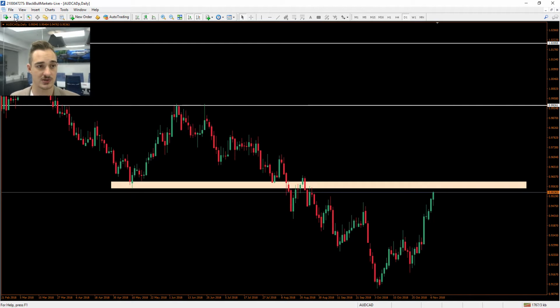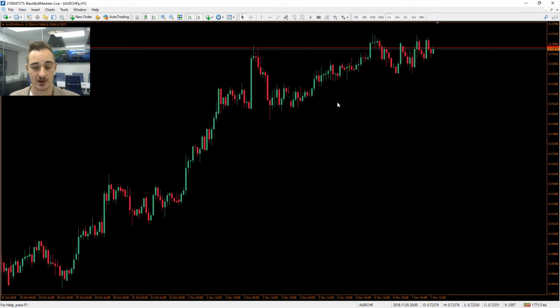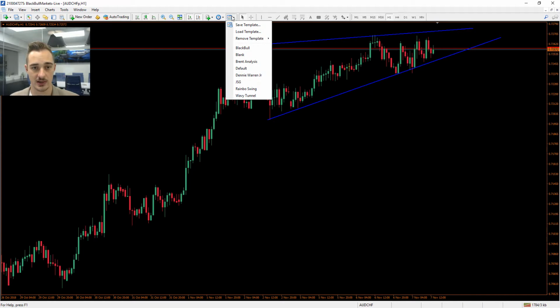Moving on to the Aussie Swiss franc. There it is, so again, all the Aussie pairs. Here we can see this is the 1 hourly time frame. We have a bit of a wedge forming. From this uptrend, we're looking at this wedge, so a potential break moving down from the wedge.